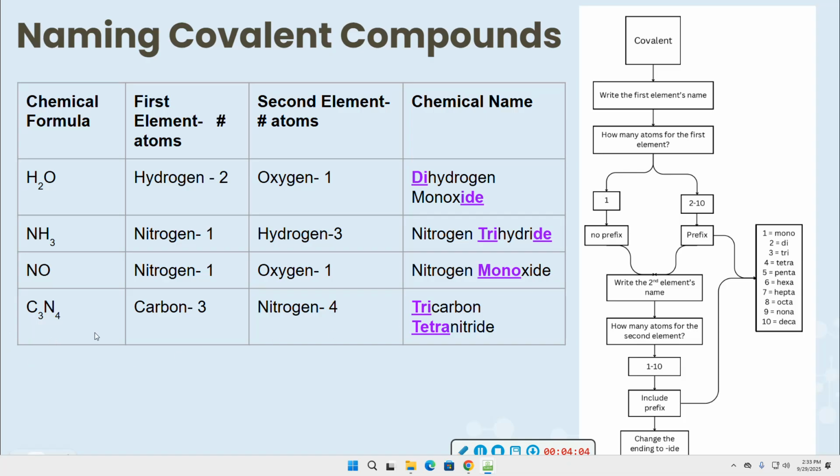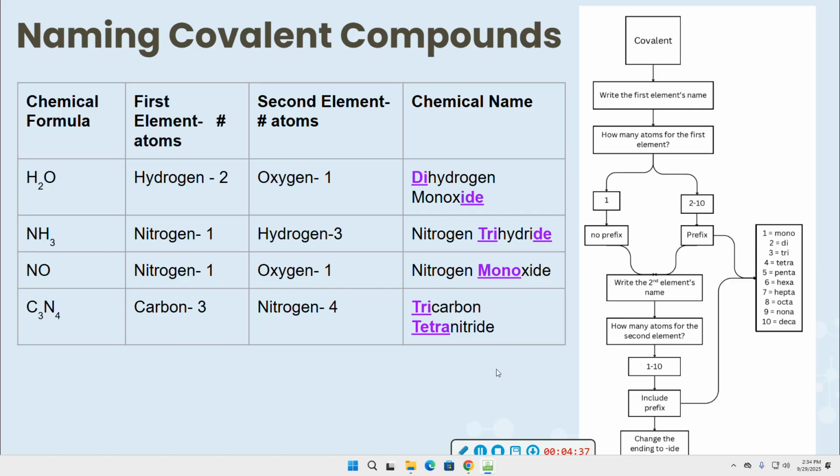In this last example, we have carbon and we have nitrogen. 3 carbons and 4 nitrogens. I'm going to write the element for carbon. I'm going to find my prefix for tri, put it in front of carbon. I'm not changing the ending on any of my first elements. For my second element, I'm going to use the prefix for 4, which is tetra, and then I'm going to change my ending for nitrogen to nitride. Okay, so that is how you use your flowchart for naming covalent compounds.